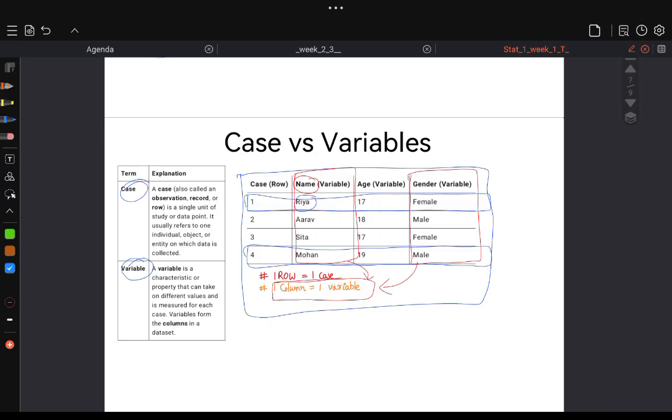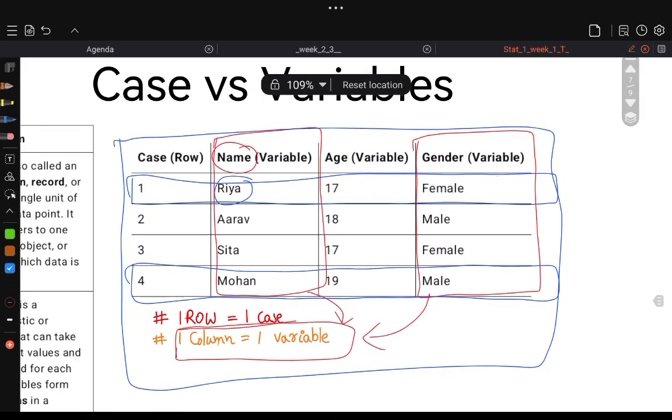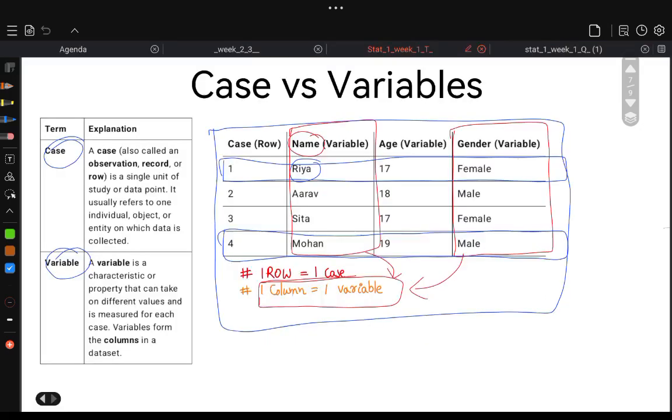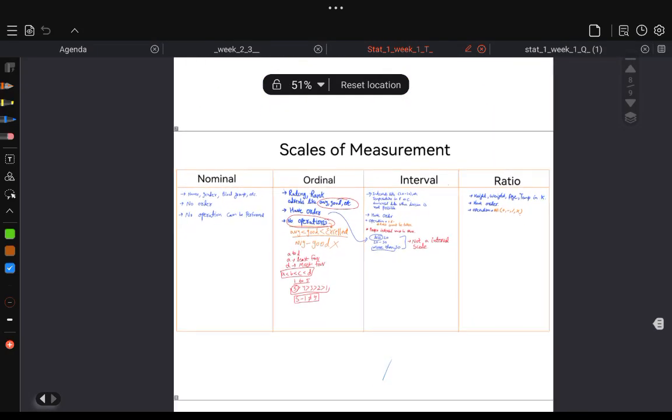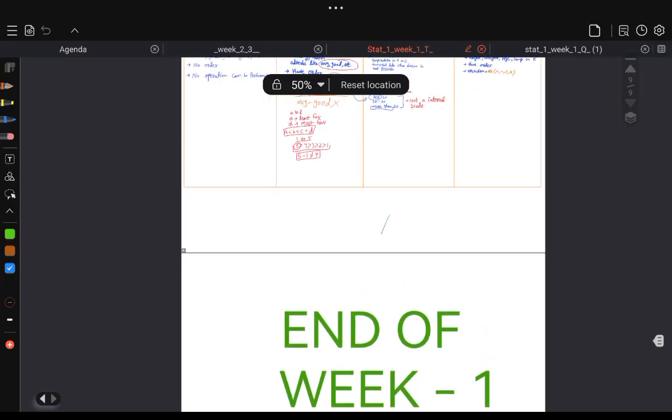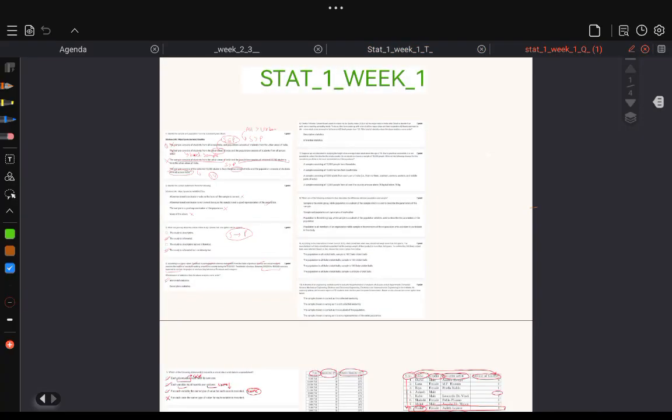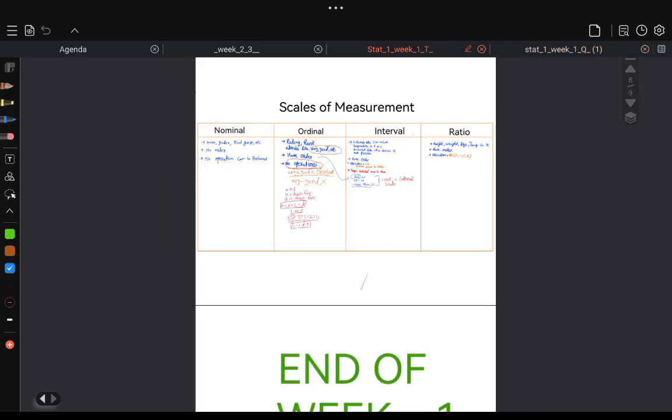See, first one is cases and variables. Let's look upon what the basic difference is between cases and variables. Now let's have a look upon what are cases and what are variables. Then we will be looking upon the scales of measurement, and it will mark the end of week 1. Then we will be looking at some questions, basically all the questions of week 1, except the practice assignment. It will be done in the revision session. So let's start.